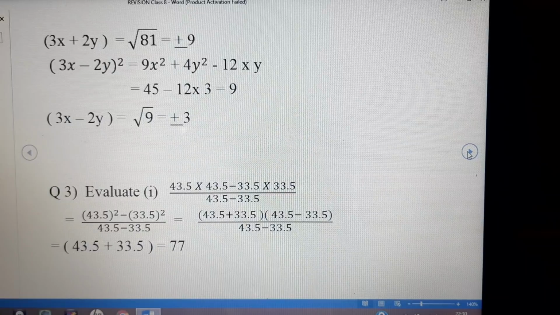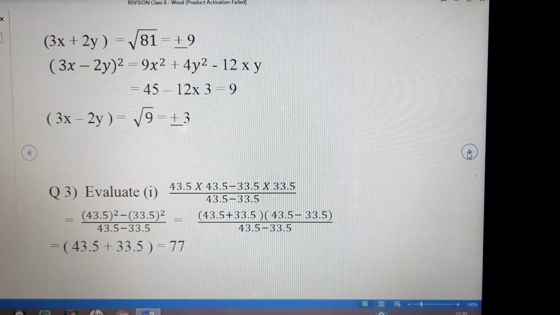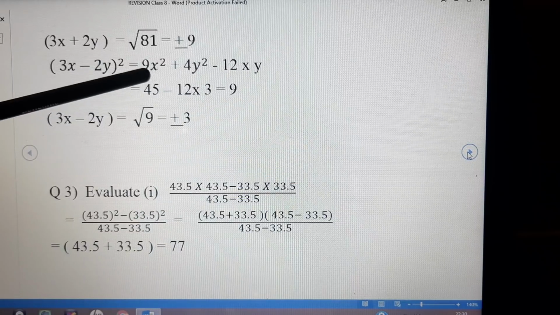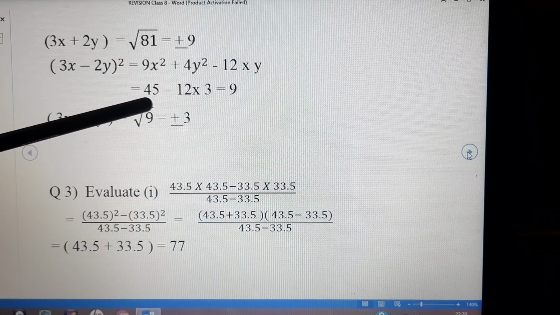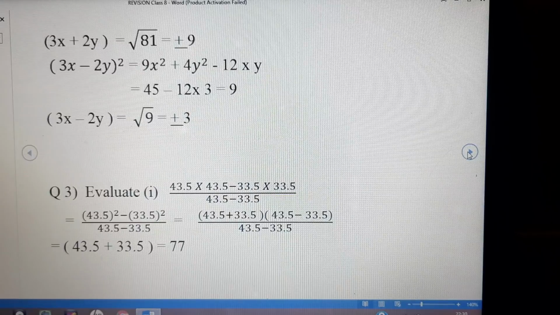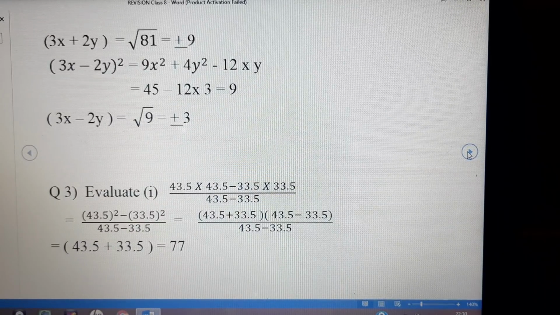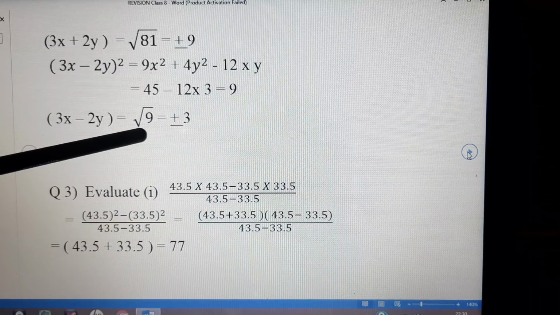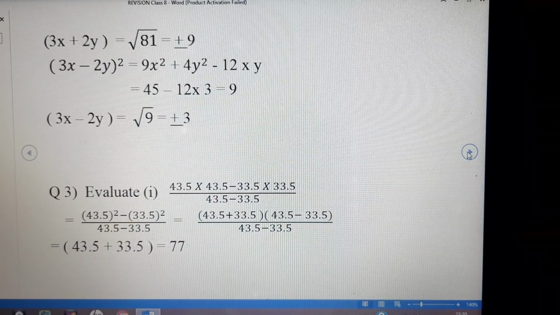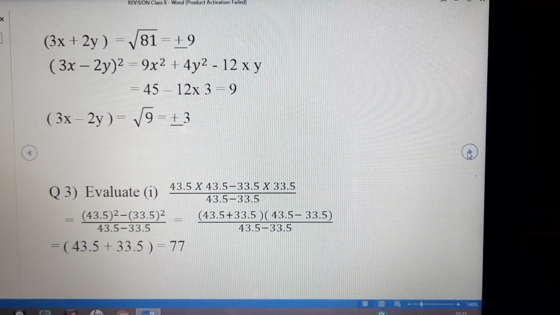Likewise, for 3x minus 2y, we do not have any formula for that, but if we write the expansion for 3x minus 2y whole square, it can be written this way. Okay, 9x square plus 4y square is 45, xy is 3, we have replaced the value. We have got the value of 3x minus 2y whole square, it is 9. So the value of 3x minus 2y will be equal to under root 9. Square will be removed from one side, under root sign will appear on the other side. So it becomes plus minus 3.